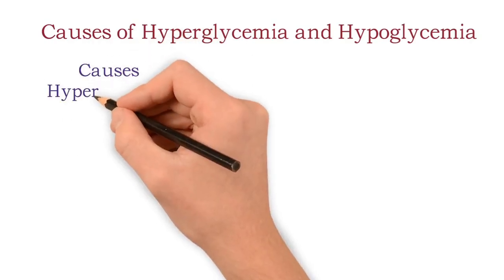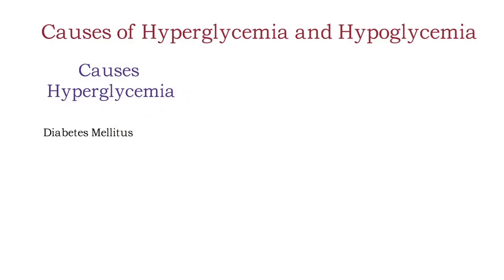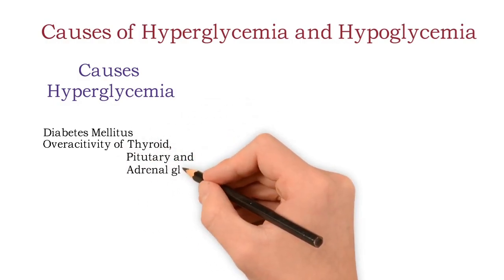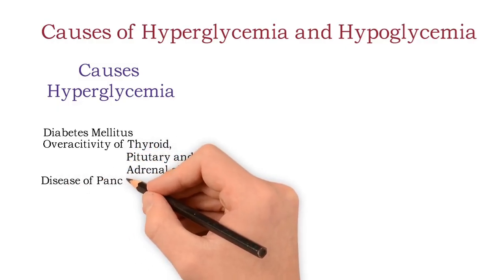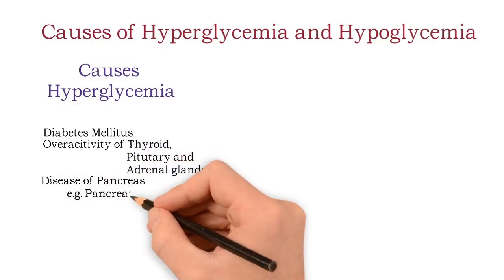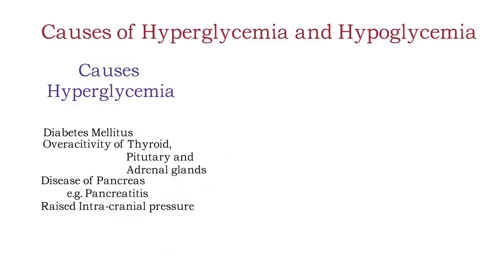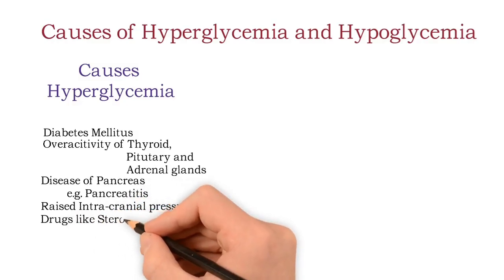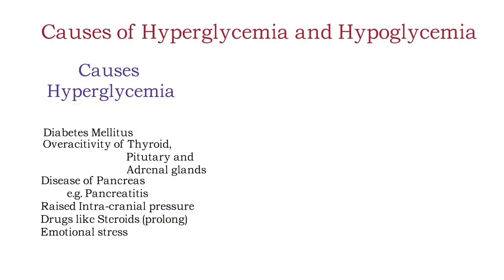First we will see causes of hyperglycemia. First is diabetes mellitus, that is the most common cause of hyperglycemia. Next is overactivity of thyroid, pituitary or adrenal glands. Next is disease of pancreas like pancreatitis, in case of beta cells damaged or destroyed. Then raised intracranial tension in case of encephalitis, meningitis, etc. Then drugs like steroids used as prolonged therapy. And last is emotional stress.